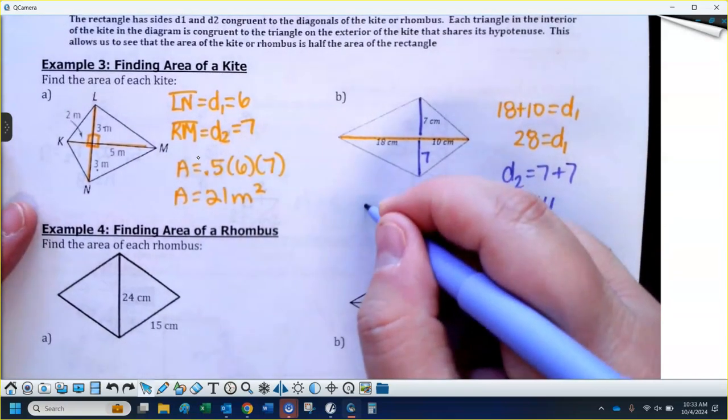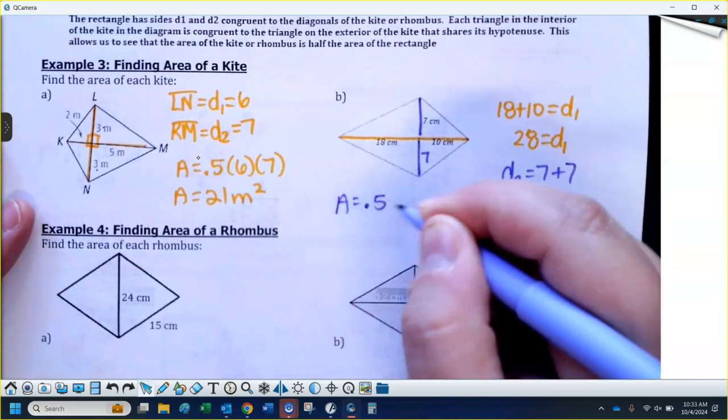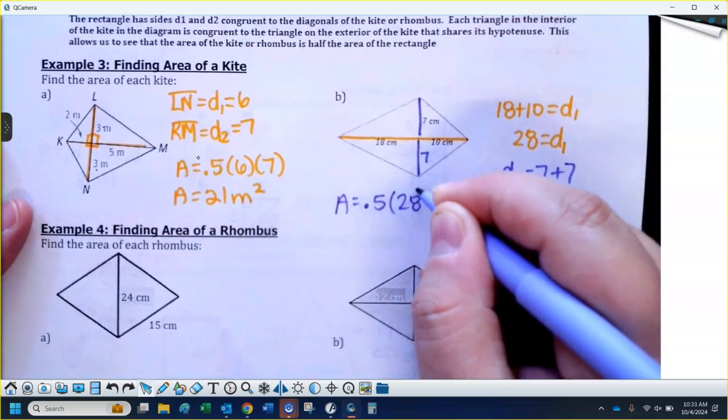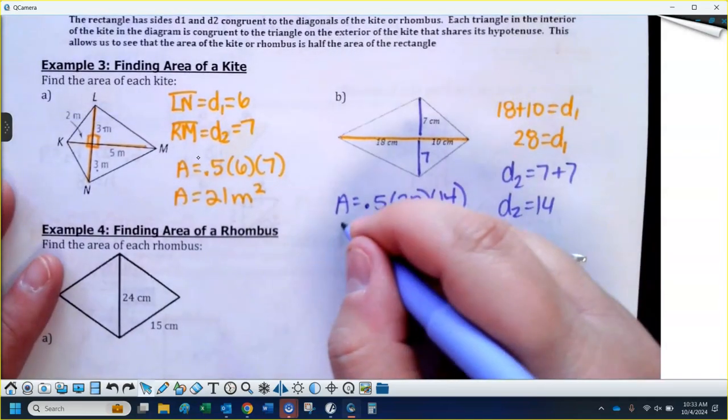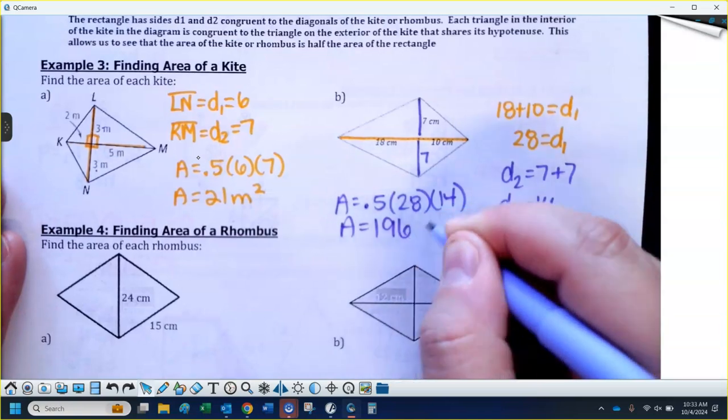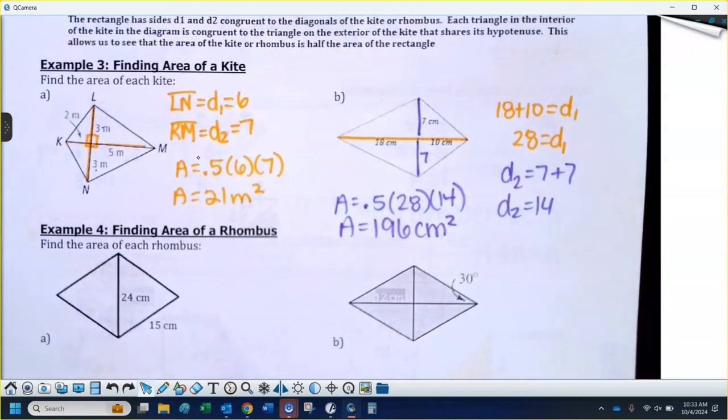So then to get my area, we're just going to do 1/2. One of the diagonals was 28. The other one was 14. We're just going to multiply that stuff together, and we're going to end up with, this should be 196 centimeters squared.